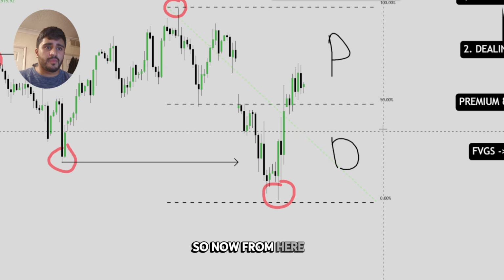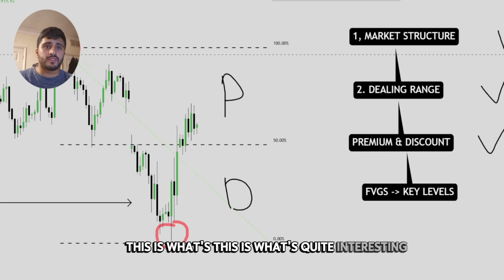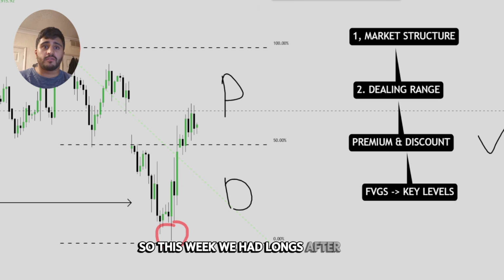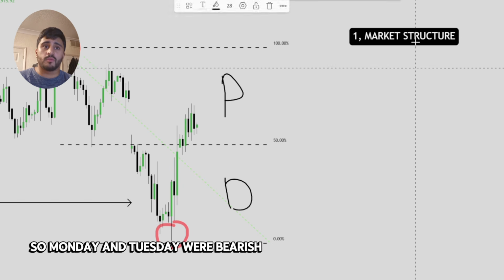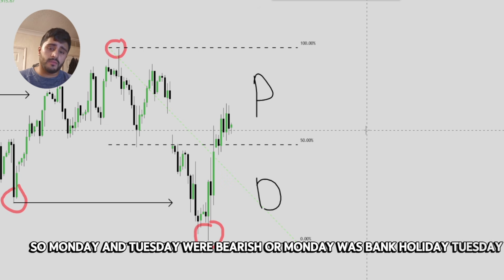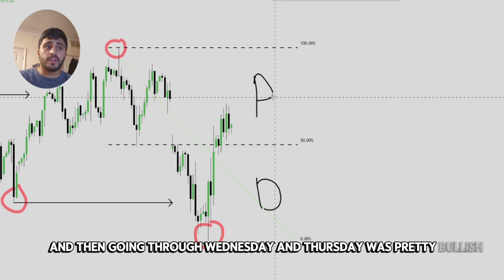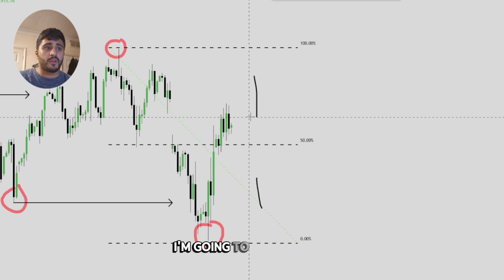Now from here, right, this is what's quite interesting. This week we had longs after Tuesday. Monday and Tuesday were bearish, or Monday was bank holiday. Tuesday and then going through Wednesday and Thursday was pretty bullish. Now the reason for that, again, I'm going to break that down.